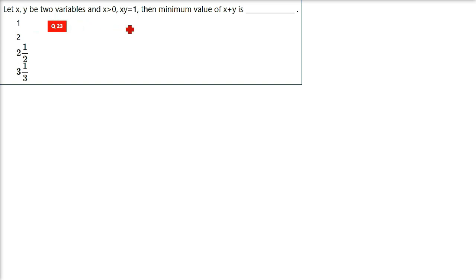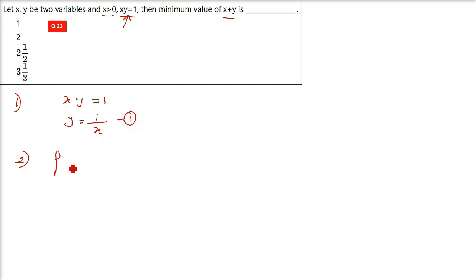Let x, y be two variables with x greater than 0 and xy = 1, then the minimum value of x + y is. Now we have to find out the minimum value of x + y, and xy = 1 is already given, so we are going to utilize it. The first thing is x into y is equal to 1. What do you get from here? You get a relationship between x and y. So y will be equal to 1/x. This is your first equation.